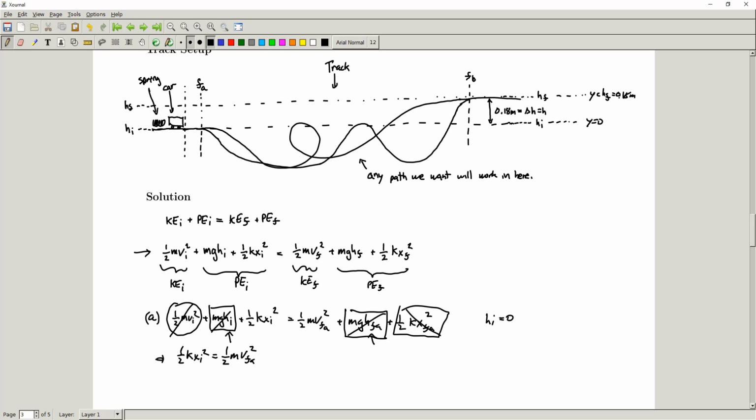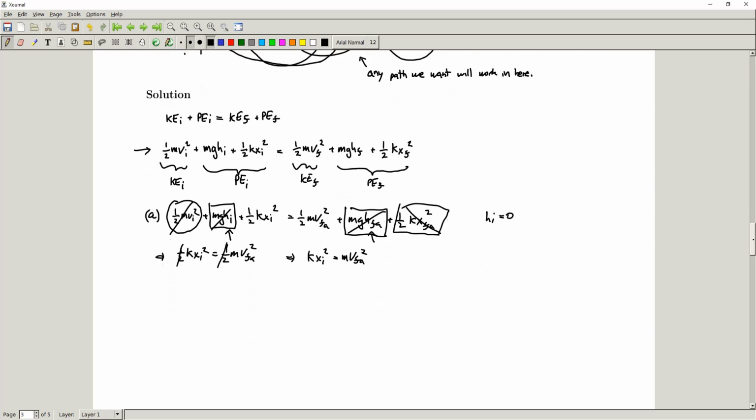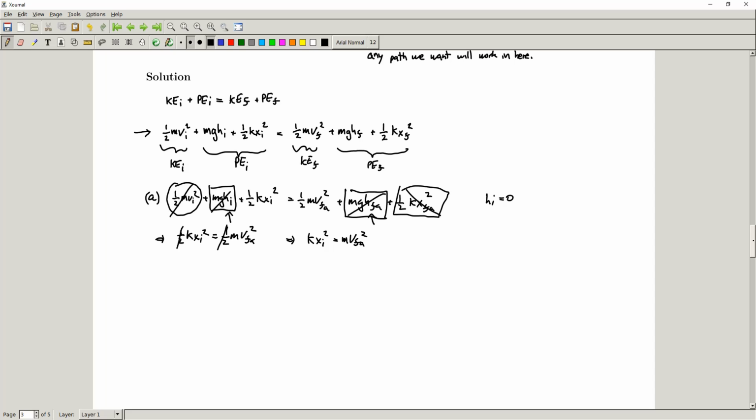We can cancel out these 1/2 factors. I'll rewrite it one more time. Okay, and what are we interested in? Well, we're interested in what the velocity of this car is at the point FA, and that's what this VFA is. So let's isolate VFA. If we're careful about how we do that, I won't go through too many steps here.